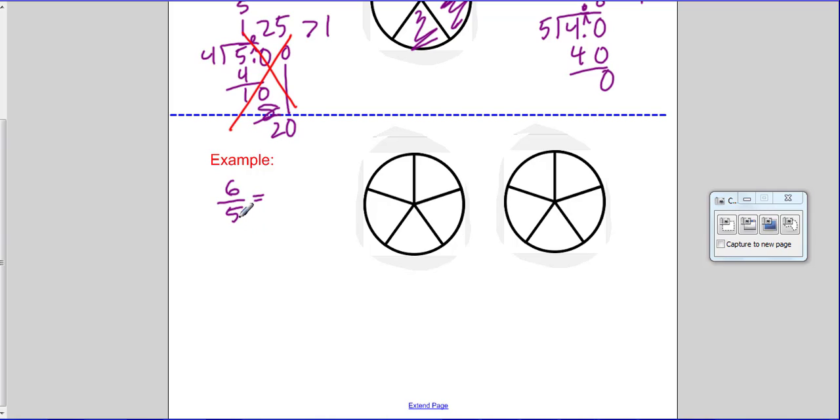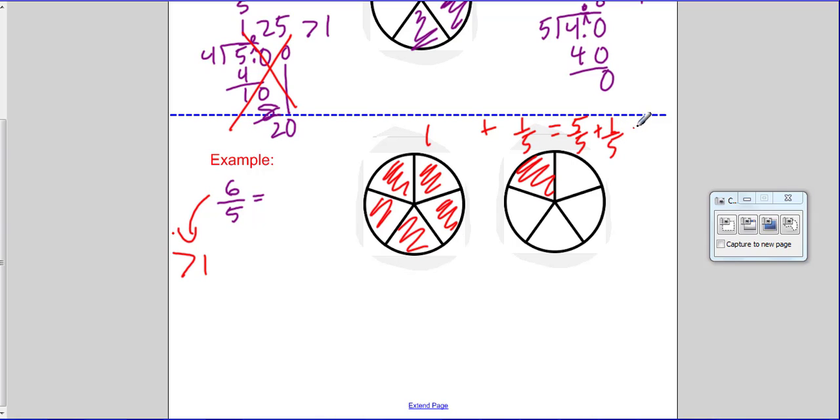Now, 6/5, the numerator is larger than the denominator, so this should be greater than 1. And 6/5 would be, here's 5/5, and another fifth makes 6/5. So this is 1 plus 1/5. And as a fraction, 1 is 5 over 5, which is 6/5.